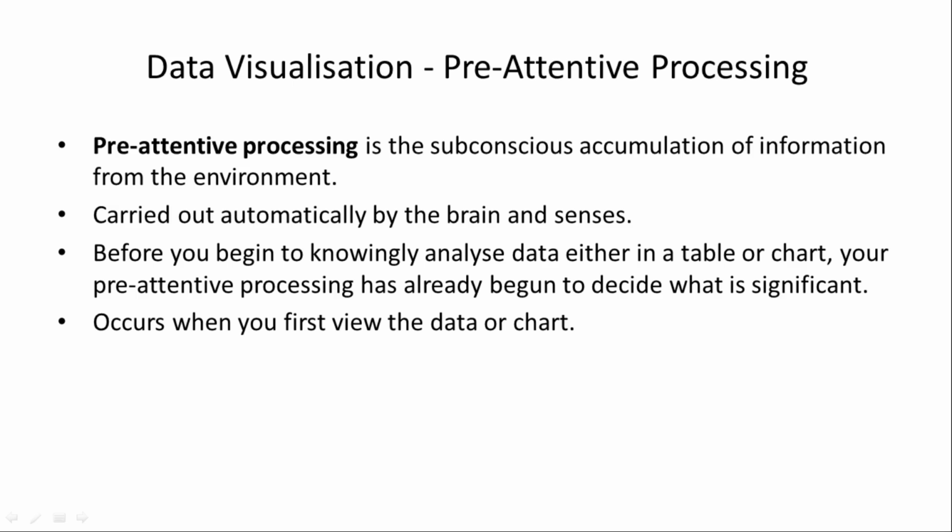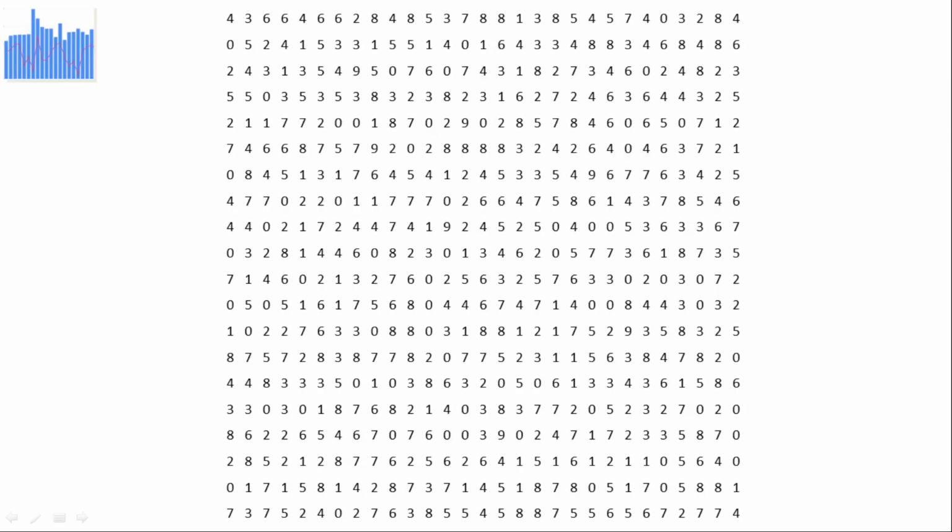In practice, this means you can get the attention of a viewer before they are consciously analysing what you are showing them. For example, if I was to show you this table of numbers and ask you to count the 9s, it's going to take you a while. However, if I highlight the 9s, you can quickly say there are 8 9s. This is due to preattentive processing.